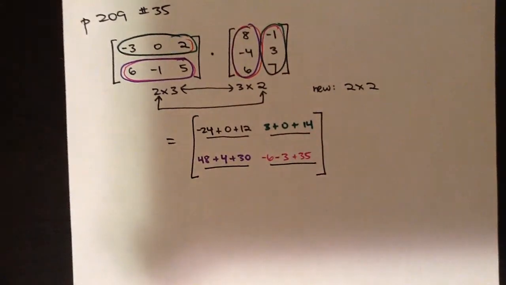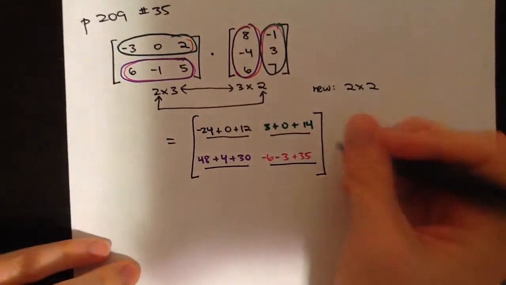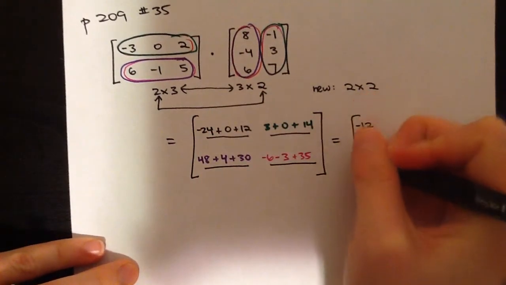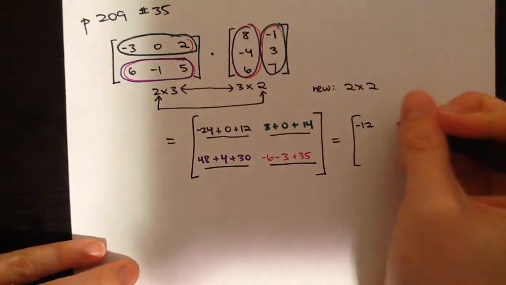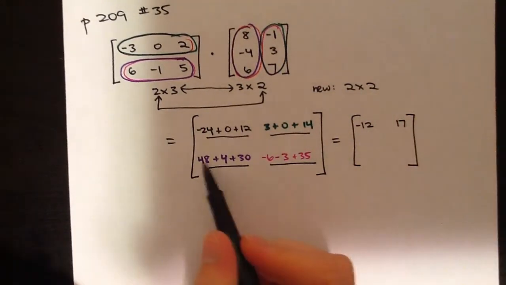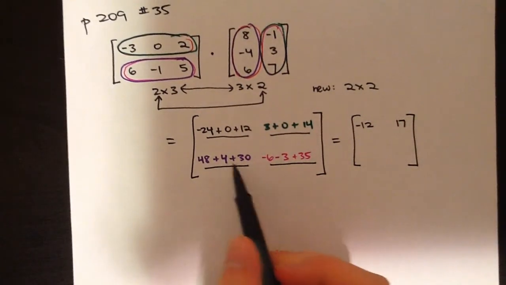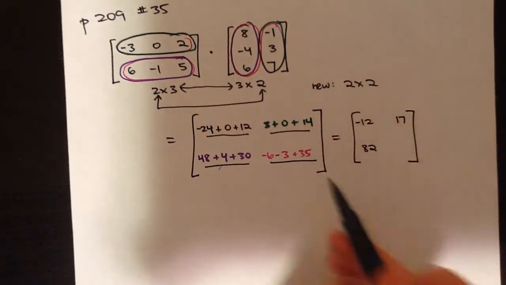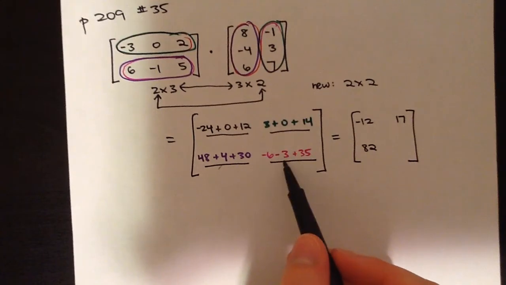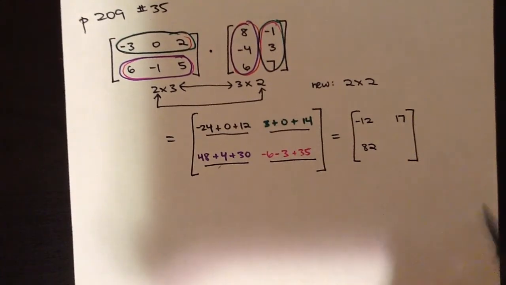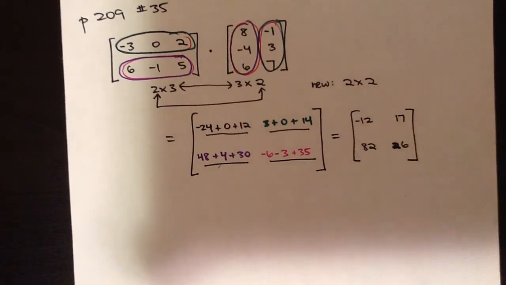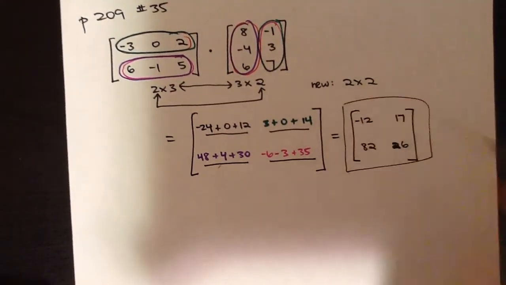Okay, so now all I'm going to do is just add all those terms together. So -24 and +12, that gives me a -12. 3 and 14 gives me 17. 48 and 4 and 30, these two give me 52, and then plus 30 gives me 82. -6 and -3 is a -9, and then combine that with 35, and I end up with 26. Okay, so that is your new matrix. That's what I get after I multiply the 2 of them together.